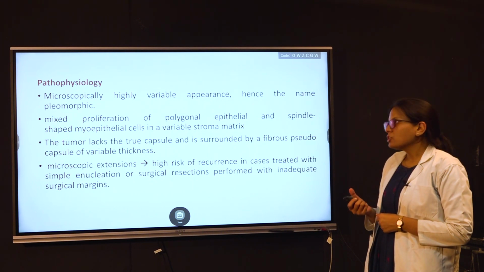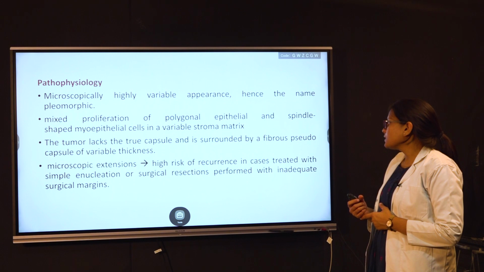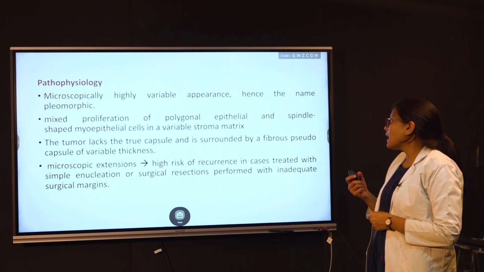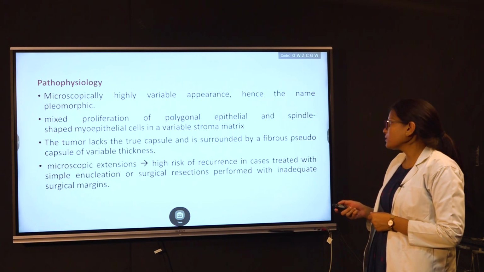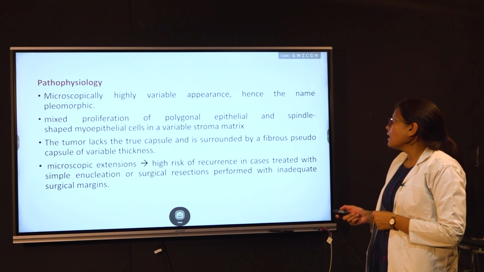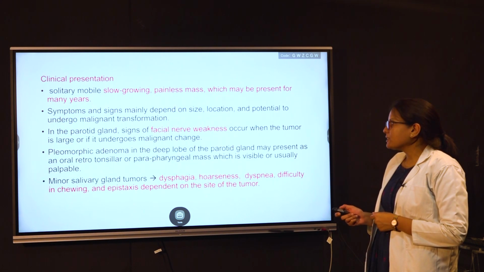To justify the recurrence of the pleomorphic adenoma, the main two reasons are: one is the microscopic extensions, and the other is that the tumor itself lacks a true capsule, and it's a mixed proliferation of polygonal epithelial and spindle shaped cells.